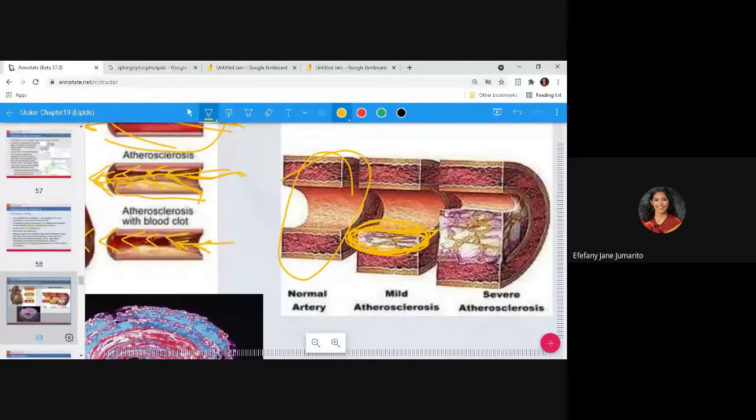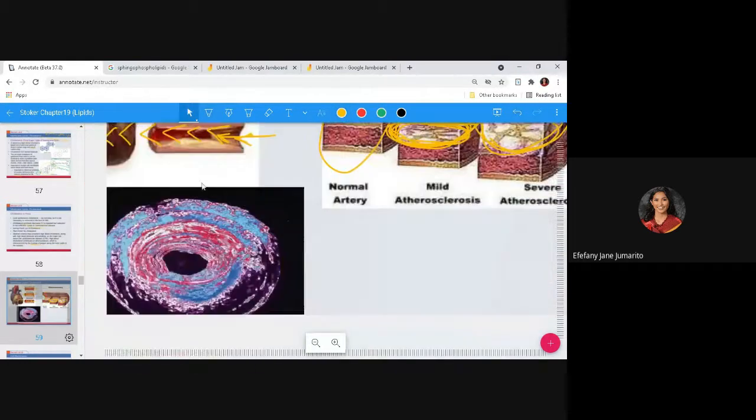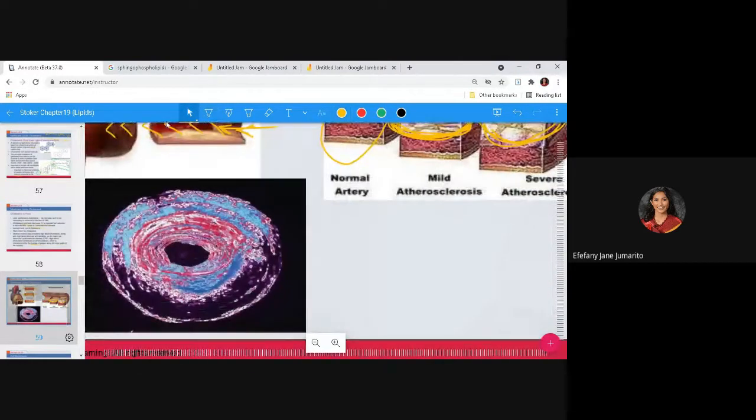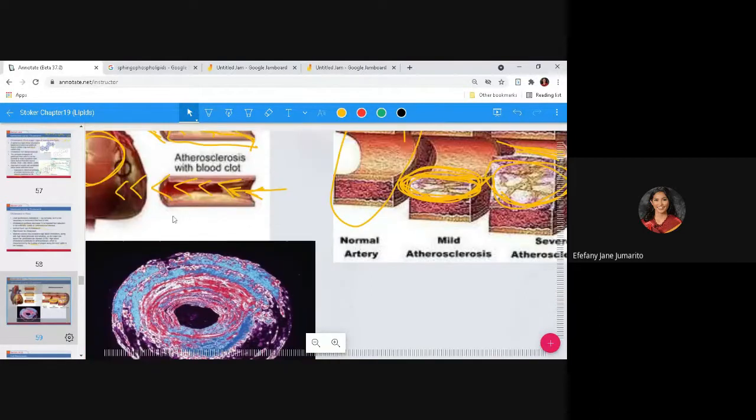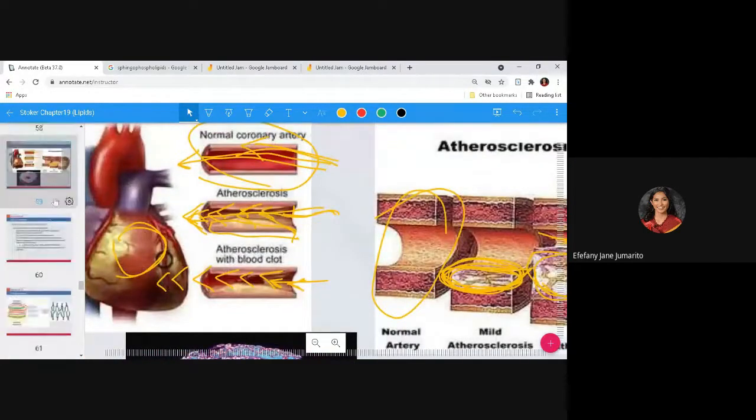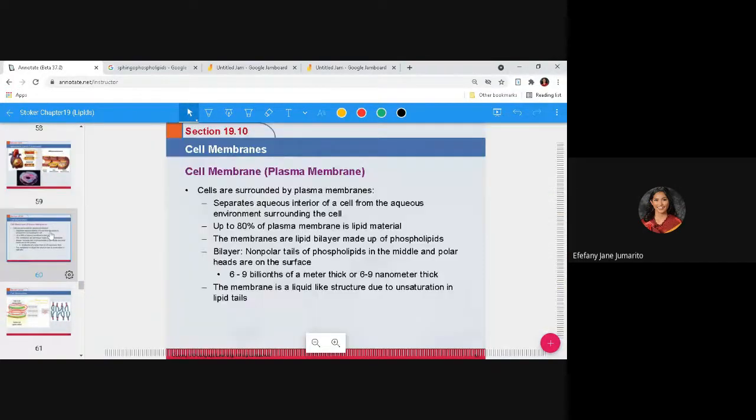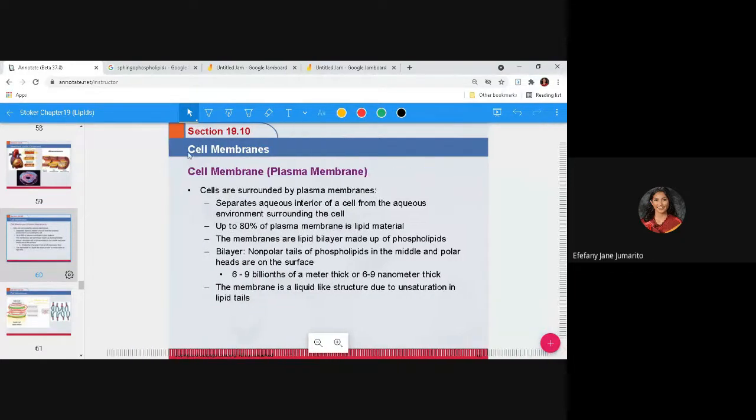So this one, look at the plaque. Okay, so it's severe. So that's it. That's cholesterol. Now we will have this one, the cell membrane.